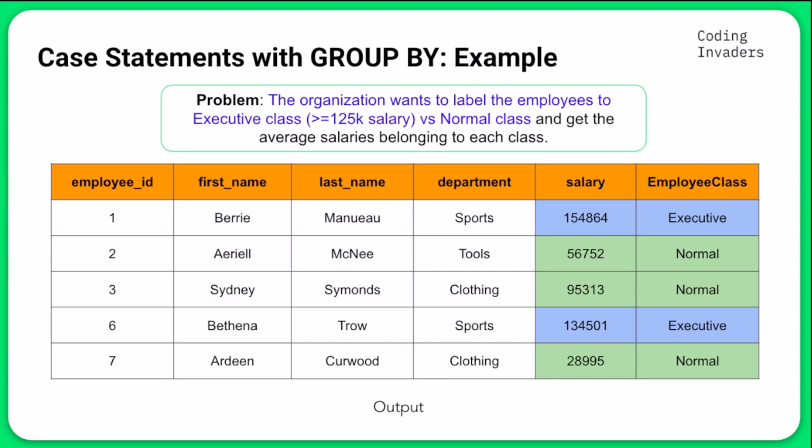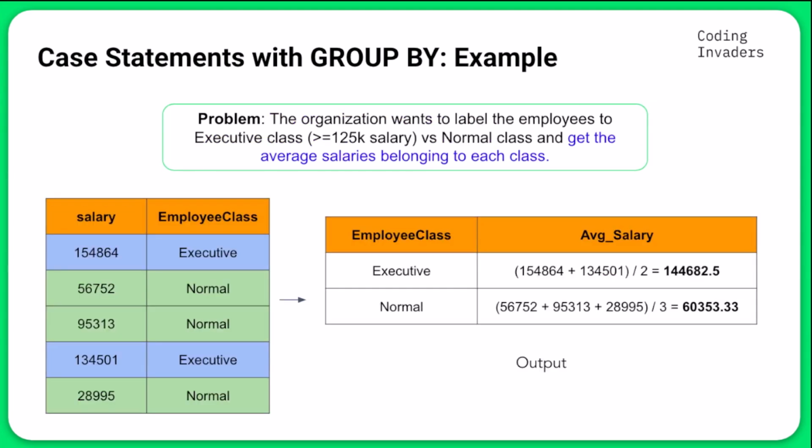Here we have successfully created a new column, employee class. The employees who have salary greater than 1,25,000 come under executive class and below 1,25,000 come under normal class. Once we divide the employees into two groups, the executive class group and the normal class group, we are asked to find the average salary of each class: the average salary of executive class and the average salary of normal class.